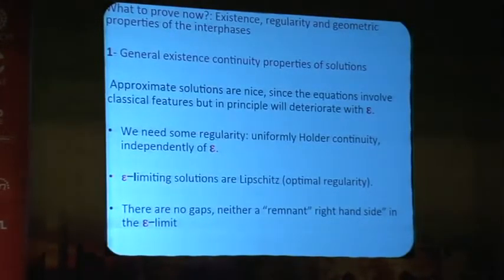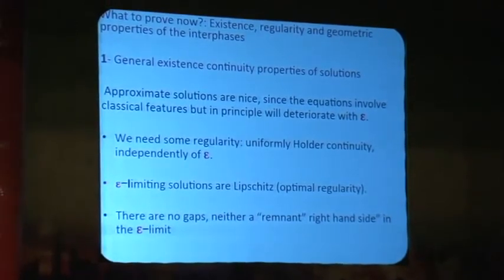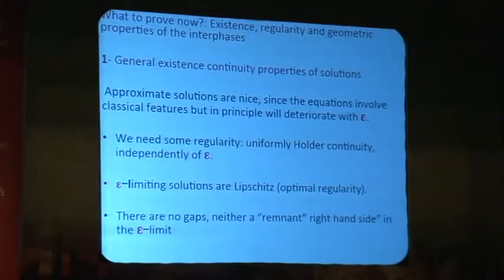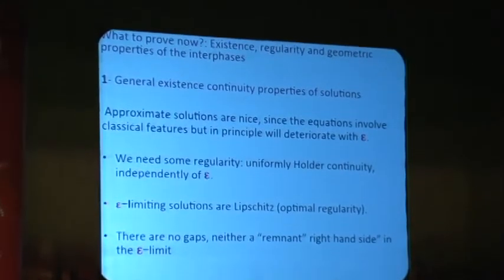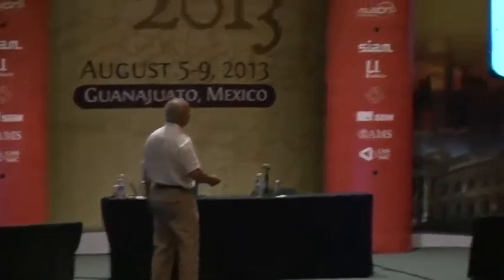So the limiting solutions are Lipschitz, and they cover all of space. Although this seems obvious, it's not so obvious to prove that there are no pieces with no species, that the limits cover all of the domain. And once you have this configuration, then what you would like to do is to see if you can say something about the structure of the interfaces. In other words, the structure of the sets where different species come along.